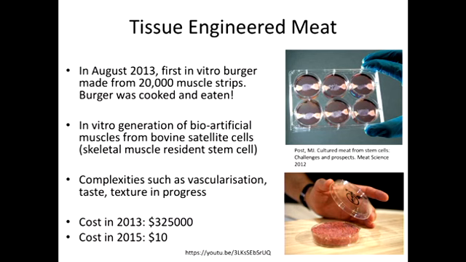And the first demonstration of this was in 2013. So Mark Post in the Netherlands actually took myosatellite cells from a cow, and he generated 20,000 muscle strips. He put these muscle cells under tension, and they differentiated into muscle cells. And then he took 200,000 of them, mixed them together, and they filmed this burger being cooked and eaten. The cost then was $325,000 to make that burger. 2 years later, it would cost $10, and that's the advancement of technology in this area.